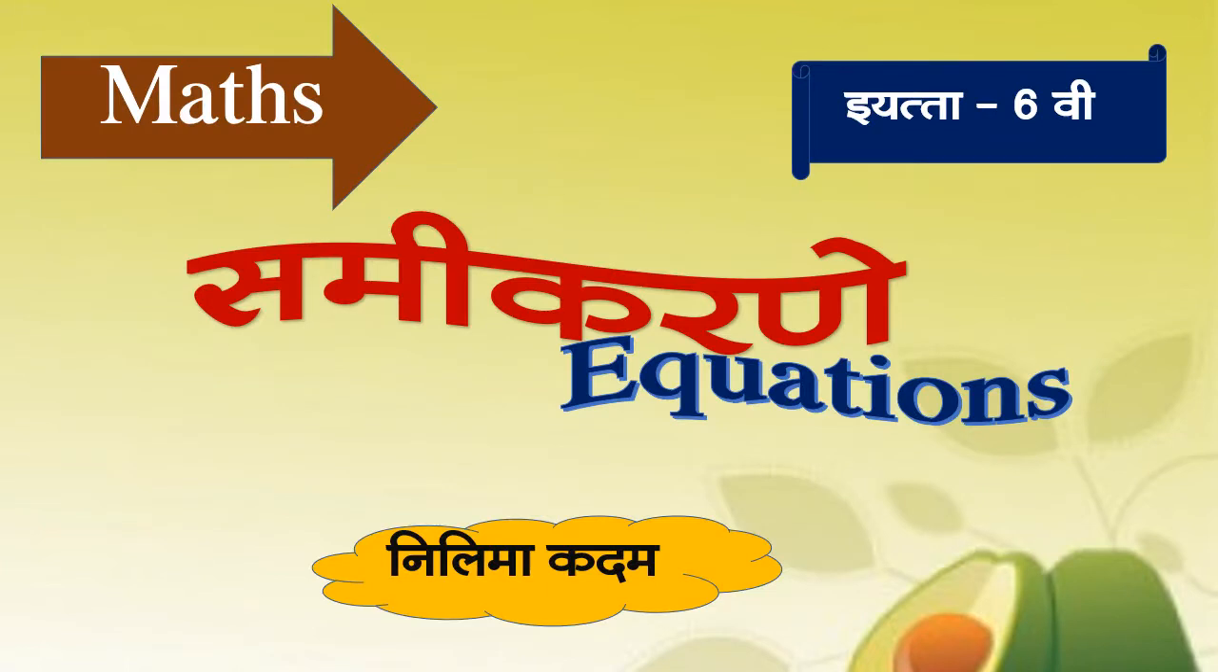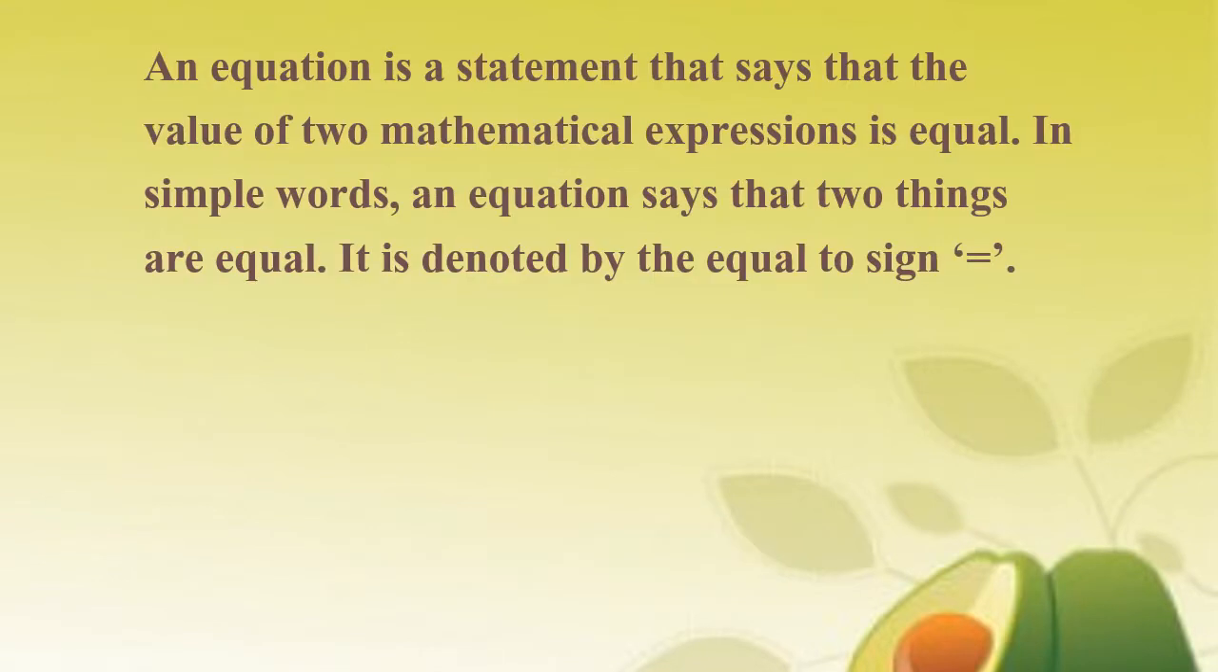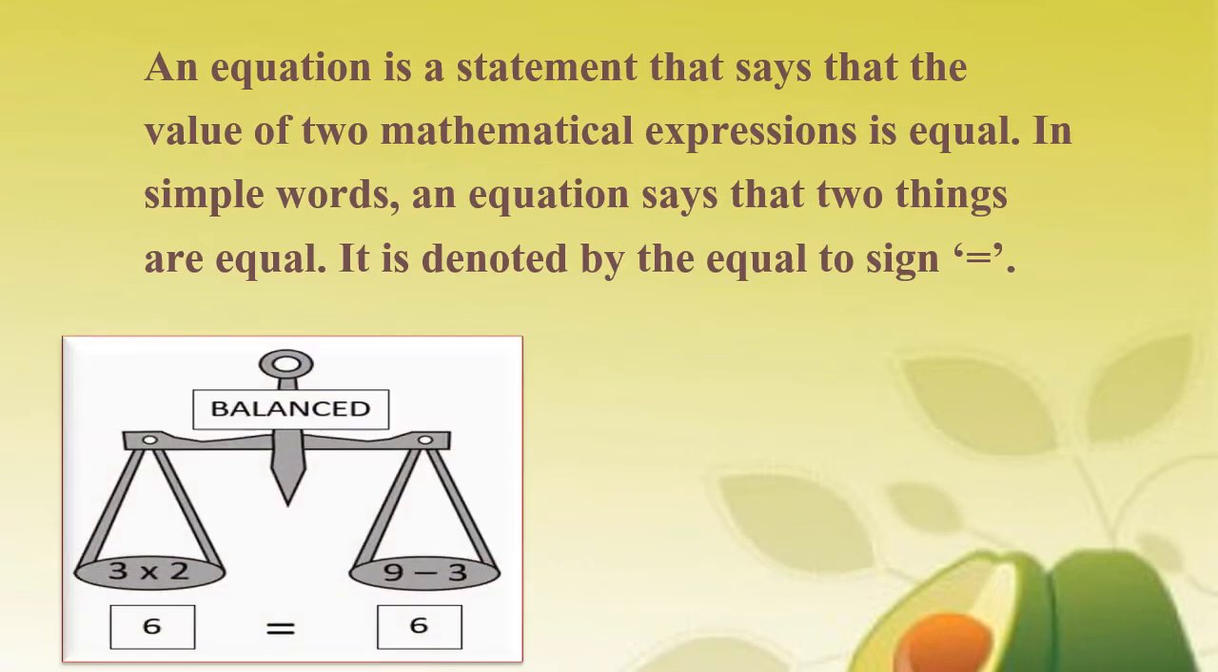Standard 6 Maths, Equations, Samikarne. An equation. An equation is a statement that says that the value of two mathematical expressions is equal. In simple words, an equation says that two things are equal and it is denoted by the equal to sign. Here we are using this weighing scale to represent an equation.